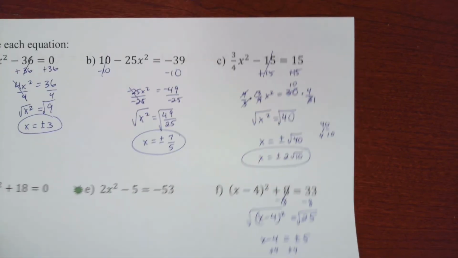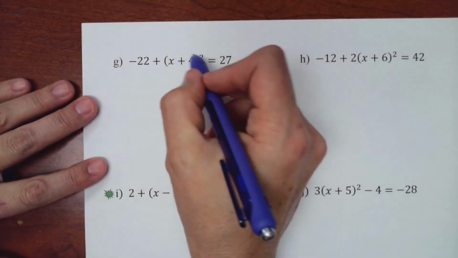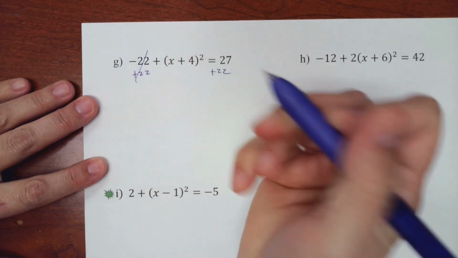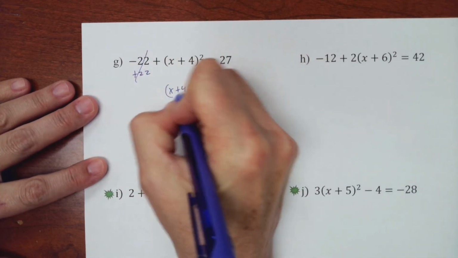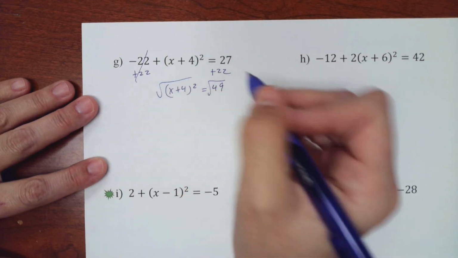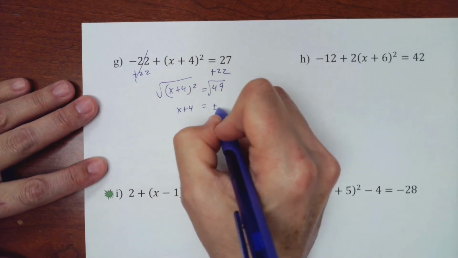All right, just got a couple more to do here. So up here, I'm going to get this part alone here. So plus 22, it's gone. So x plus 4 is squared. Now it's equal to 49. Okay, good. Square root, square root. I know the square root of 49 is 7. So x plus 4 pops out, plus or minus 7.